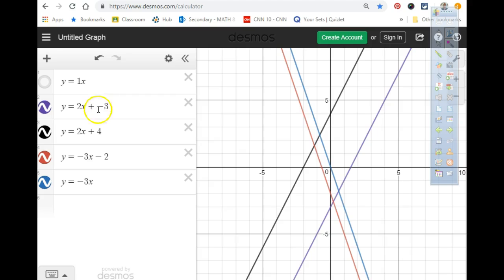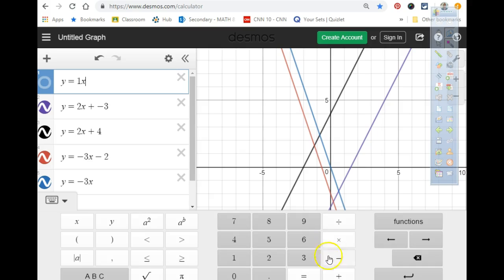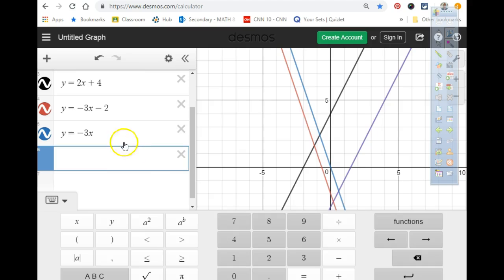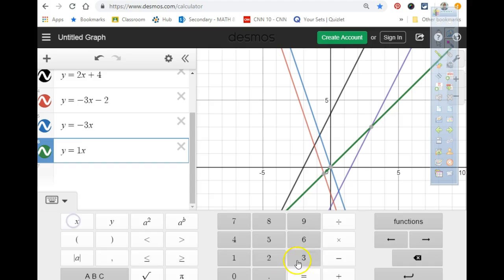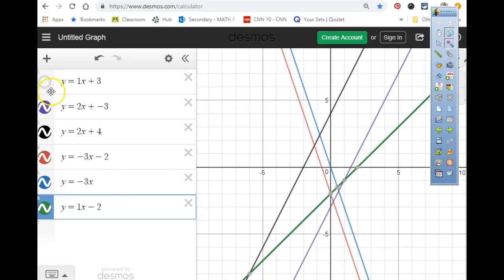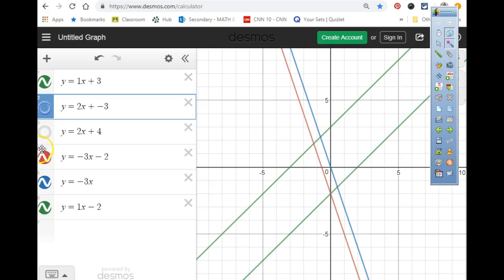The first one was x, right? It was x plus 3, if we put in the first one. And the next one right below that was y equals x plus negative 2. So again, if we have all of our graphs in there, 1x plus negative 2, or minus 2. If I wanted to look at the first one only and the second one, this is where my slopes would have both been 1, right?